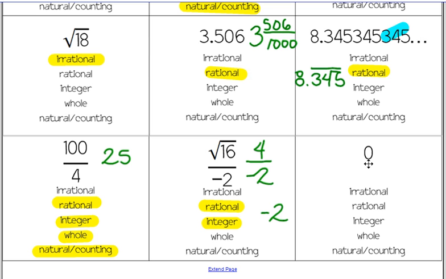And then looking at 0. 0 is a rational number. It is included as an integer, and it is a whole number, but it is not a natural number.